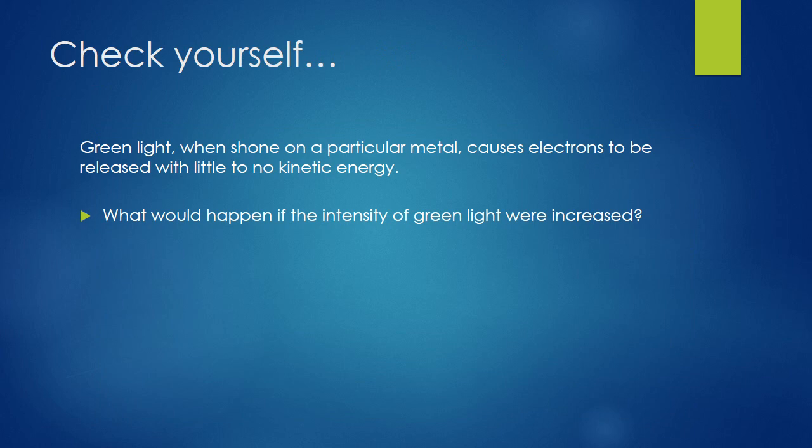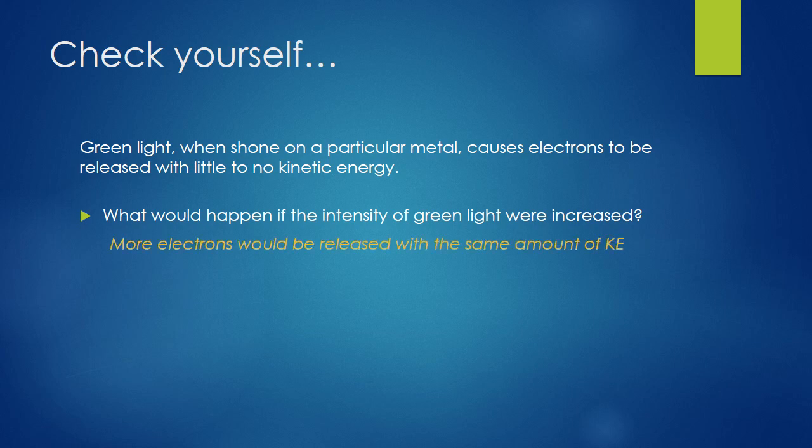So let's check to make sure you really got what happened in this experiment correct. Let's say we have green light shown on a particular metal and it causes electrons to be released with basically no kinetic energy. So if I increased the green light, what would happen to those electrons?